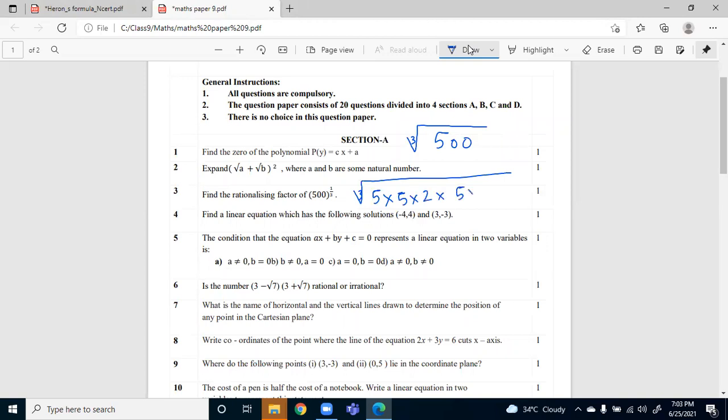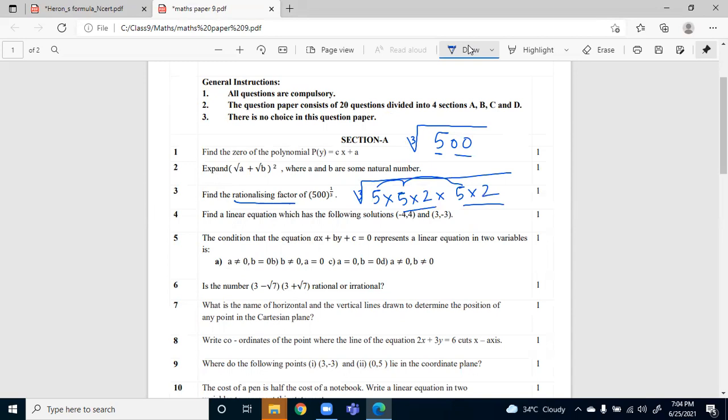5 into 10 into 10. These are the factors, isn't it? 5 into 100. So 100 is 10 into 10. So for a cube root, you need to make triplets. So I have one triplet of 5. Now what should I multiply so that it becomes a rational number? So 2 are 2. So what is the rationalizing factor here?